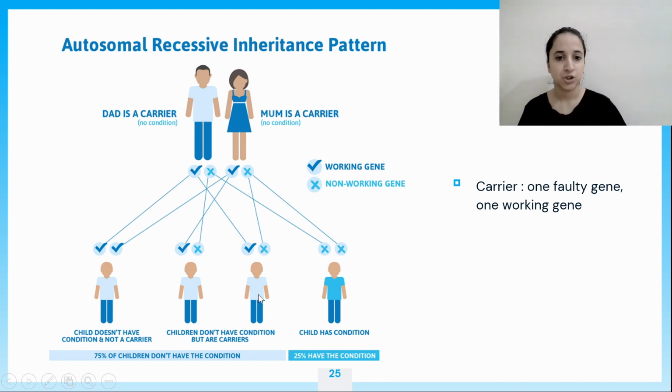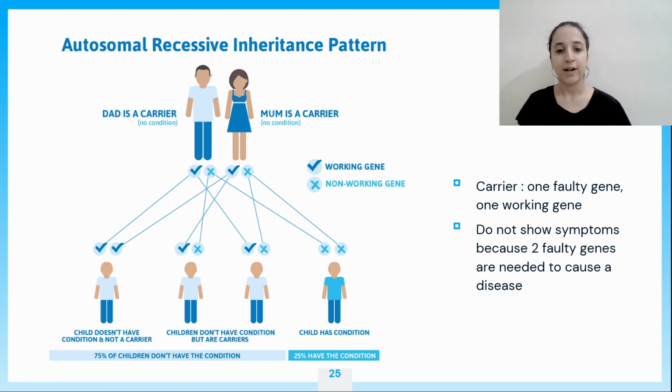The second and the third children, who have one working gene and one non-working gene inherited from their parents, do not have the condition but are carriers of the disease, which means that they can pass it on to their children, even though they do not exhibit the symptoms of the disease. And the fourth child, who has both non-working genes inherited from his parents, has the condition. So there is a typical ratio that 75% of the children in this case do not have the condition, and 25% of the children would have the condition.